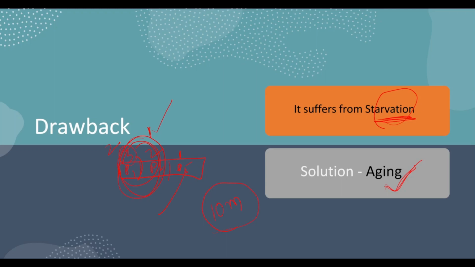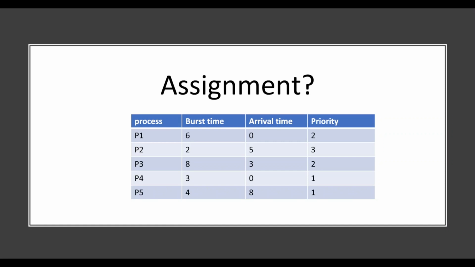So this is all about this priority scheduling algorithm. I hope you all are clear with this lecture. So for your practice here, I am displaying one assignment. Just make a note of this one and try to solve, try to calculate the average waiting time and try to calculate average turnaround time.